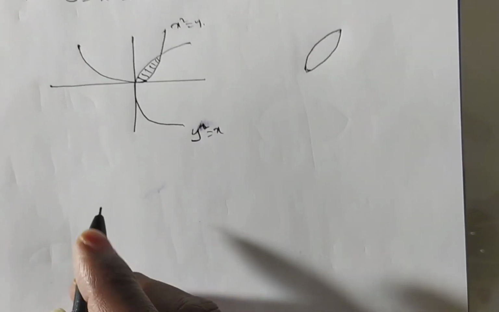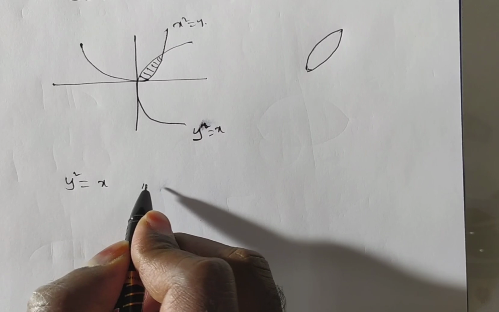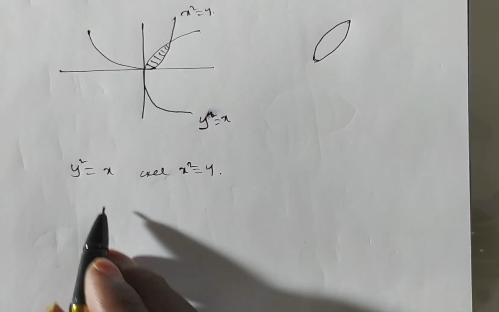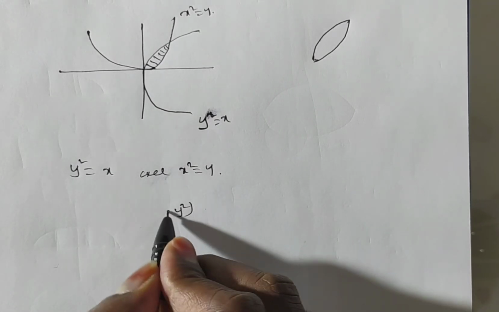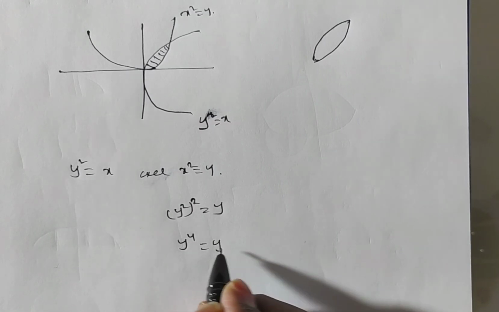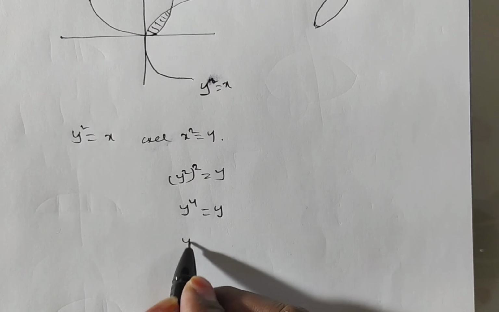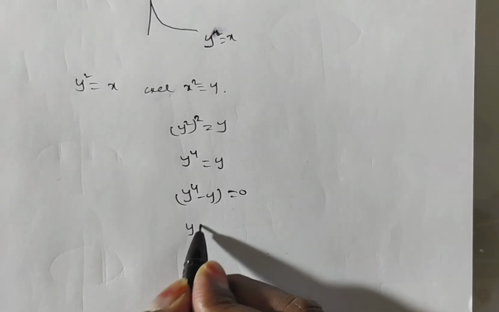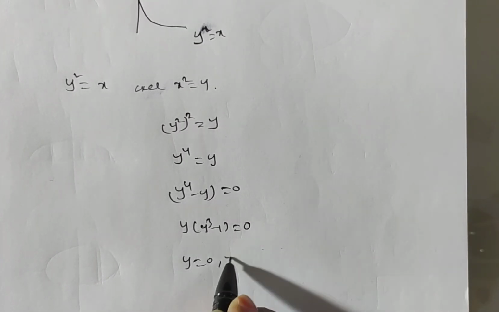Now for this case, you have to simplify the given curves y square is equal to x and x square is equal to y. So x is equal to y square, put it here, then y square whole square is equal to y. So y to the power of 4 is equal to y. After simplifying, y power 4 minus y is equal to 0. Taking y as common, y cube minus 1 is equal to 0, then y is equal to 0, y is equal to 1.